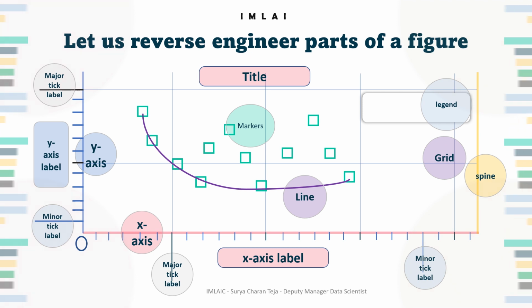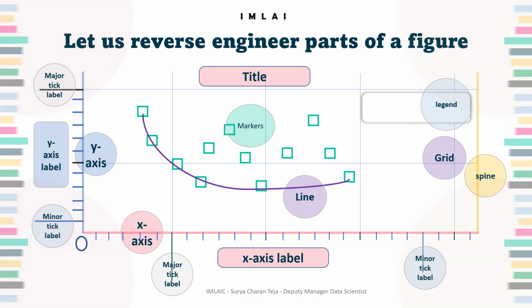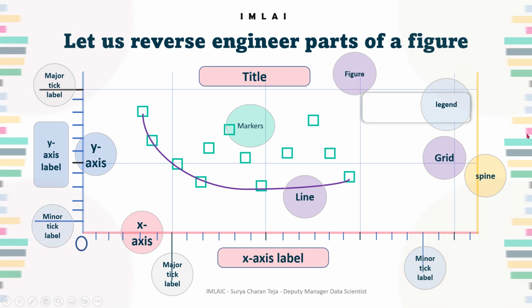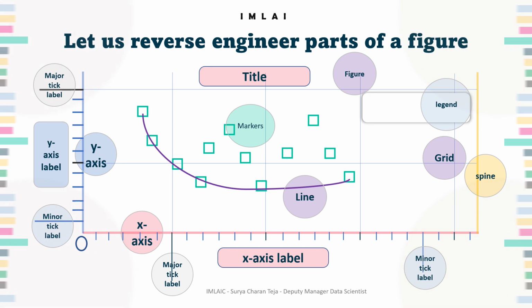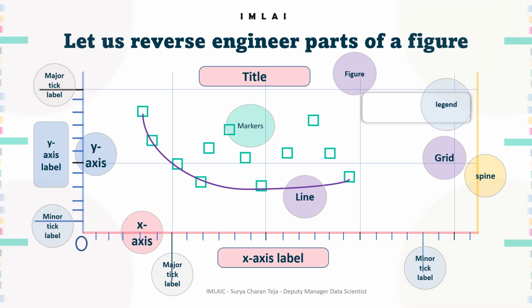Then we have the title of the figure itself. If you do not have the title, how can you identify it? So to identify that figure, we put a title. And finally, after fitting a lot of components together and making a relative motion, what we got is called a machine. In software terminology, this machine is called a figure or a plot or a graph.